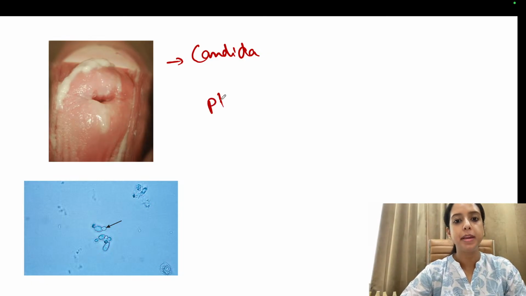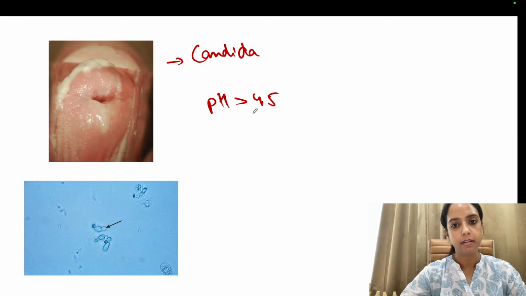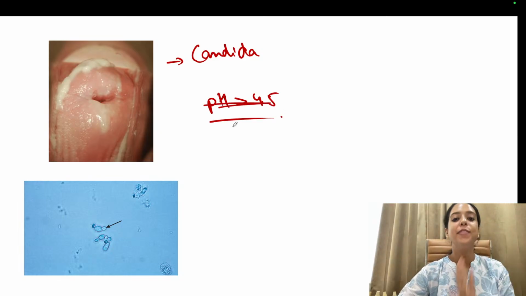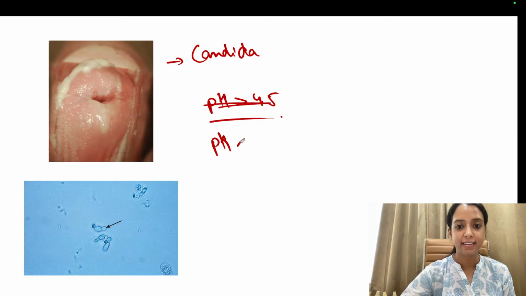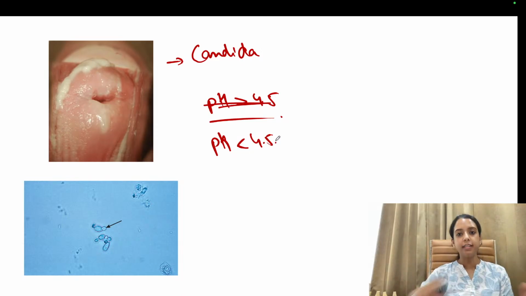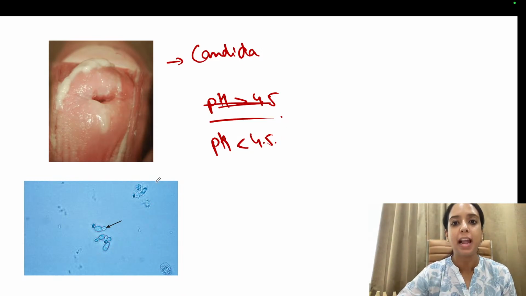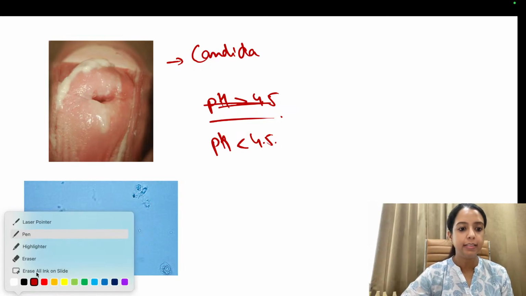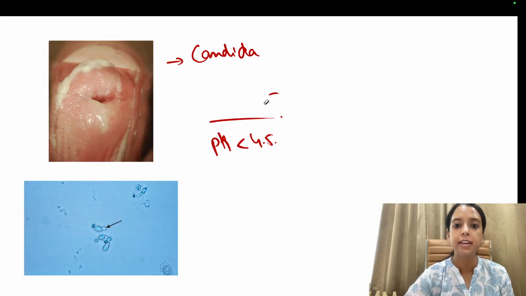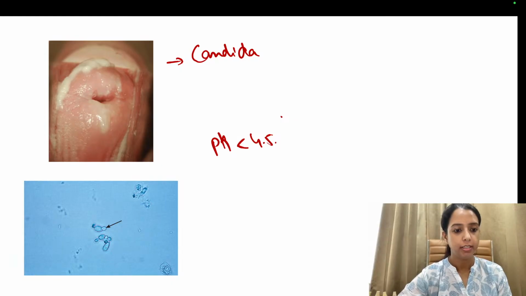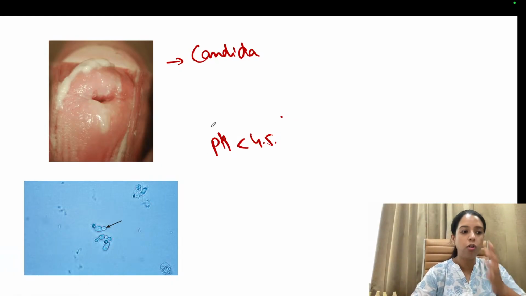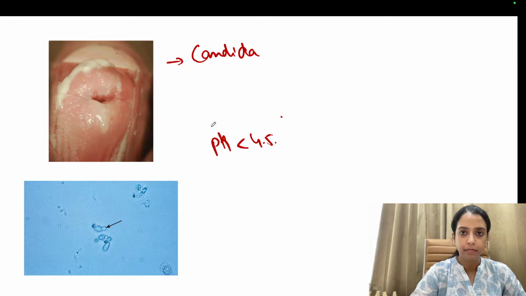It is the only infection where pH is still acidic. In all other infections, the pH becomes alkaline, the pH rises. It is the only infection that can flourish even in acidic pH. Okay? What is the treatment? The treatment is fluconazole, oral fluconazole or local antifungal creams. Okay?